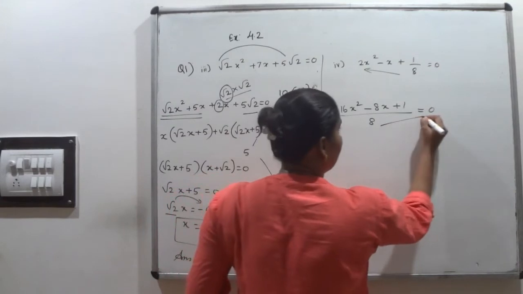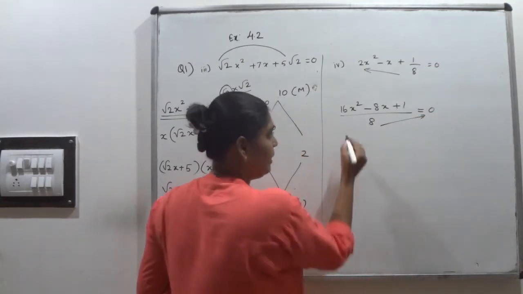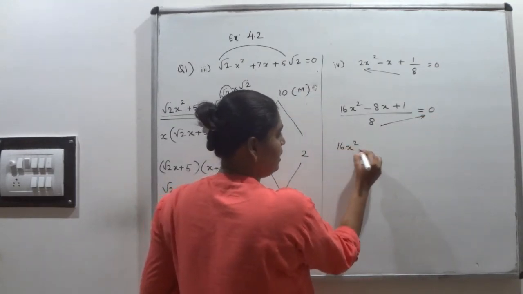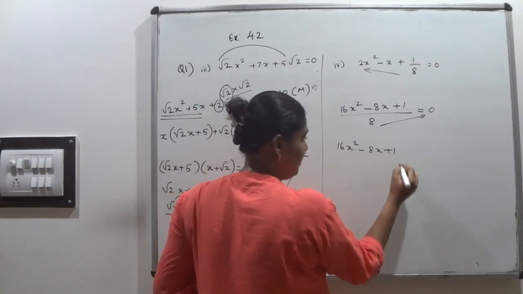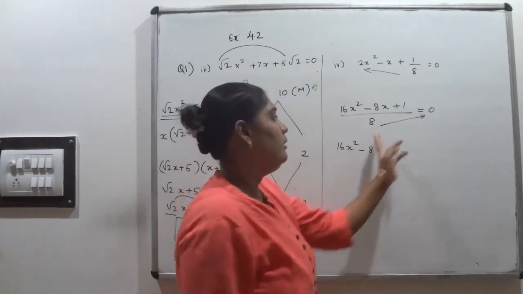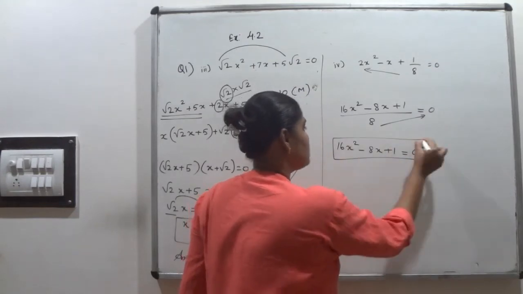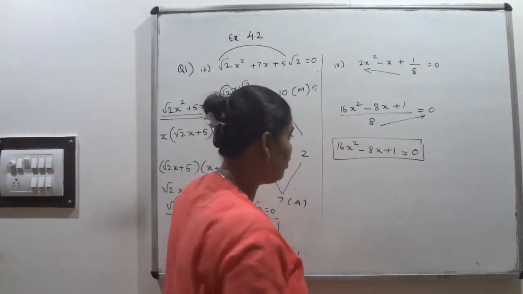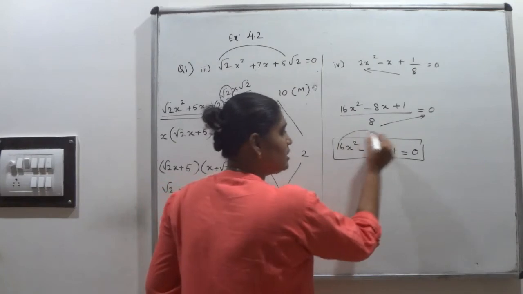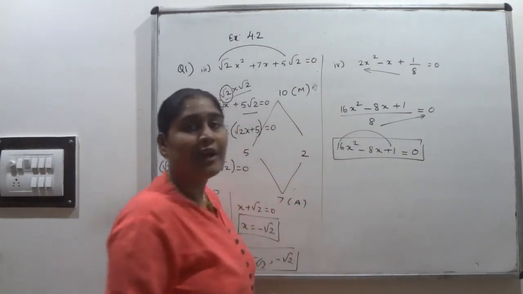Now divided by 8 goes aside, multiplied by 8. So 16x square minus 8x plus 1 equal to 8 into 0. You will get what? 0 only. So this is the quadratic equation I have formed. So for this equation I am going to find the roots.